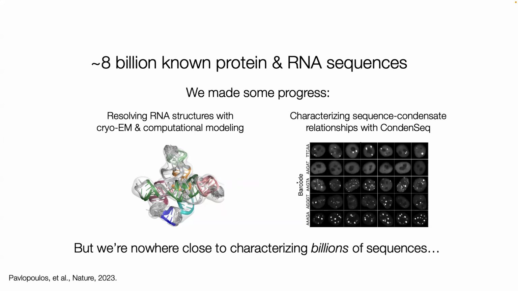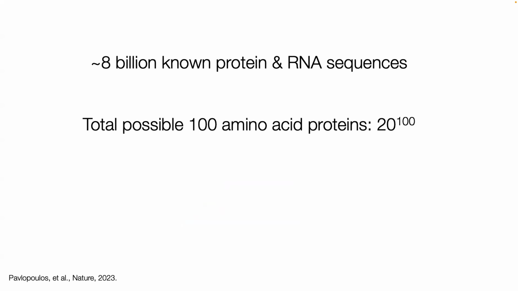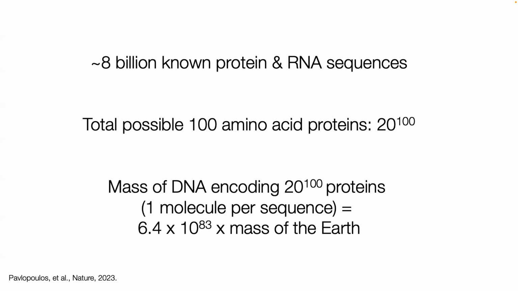And actually, the problem is way worse than just billions of sequences, right? If we just think about a 100 amino acid protein, it's a really small protein. There's 20 to the 100th possible sequences. If we consider just the mass of DNA that encodes 20 to the 100th proteins, so just if we have one molecule per sequence, which is basically the minimal thing you need to actually be able to characterize these sequences experimentally, that's 6.4 times 10 to the 83rd times the mass of the Earth. So it's actually physically impossible for us to characterize sequences at this scale.